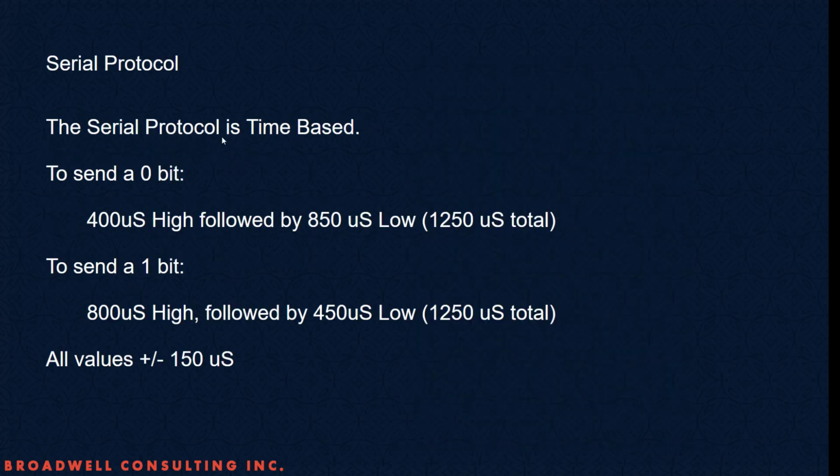The serial protocol is time-based. So to send a 0-bit, we send 400 nanoseconds high, followed by 850 nanoseconds low. On the system I'm using now, my logic input is 3.3 volts, even though my system is 5. That's working well. To send a 1-bit, we send 800 nanoseconds high, followed by 450 nanoseconds low. All values are plus or minus 150 nanoseconds. This is important because it's very difficult to hit these numbers right on the nose.